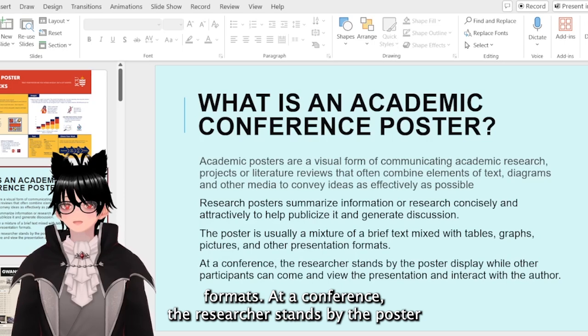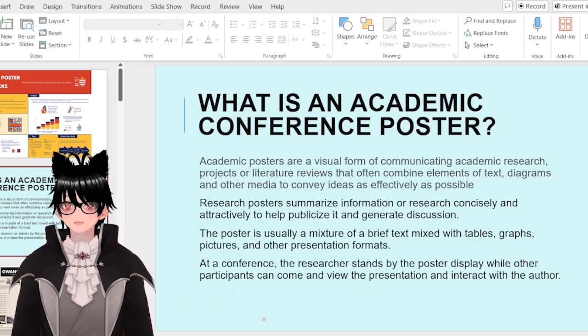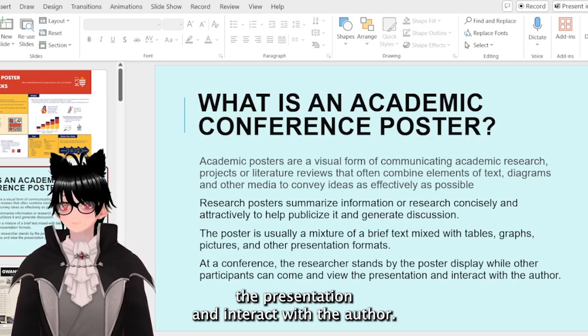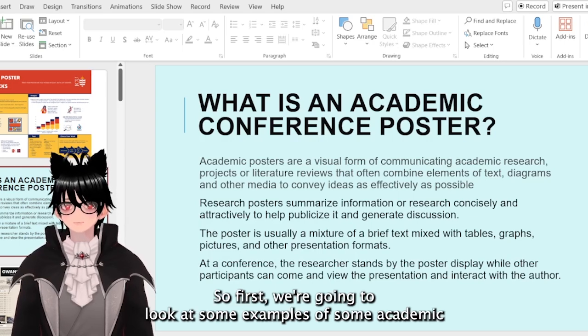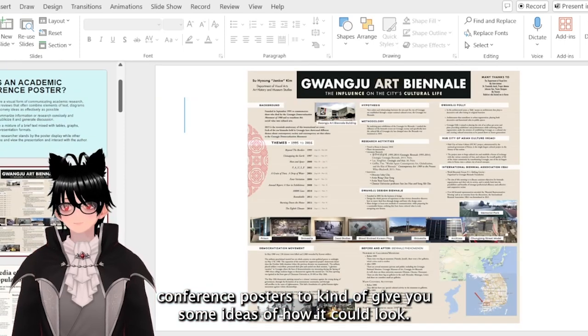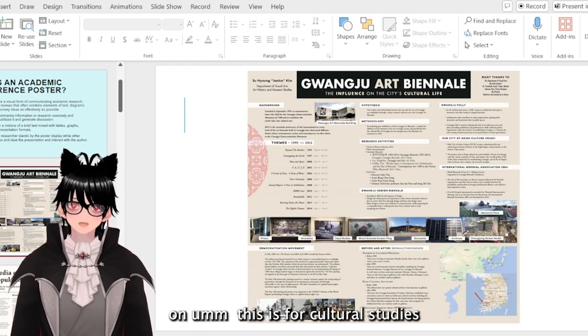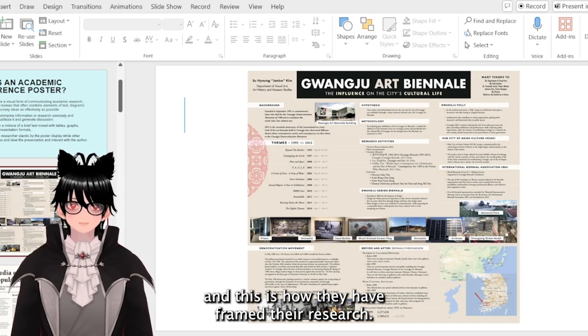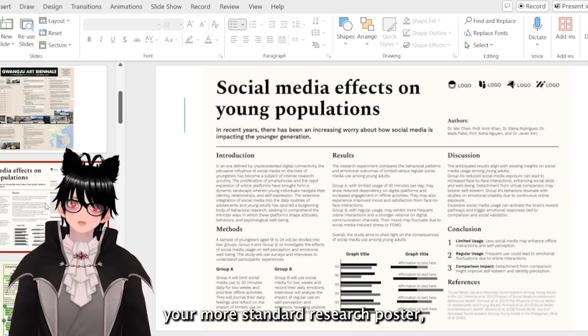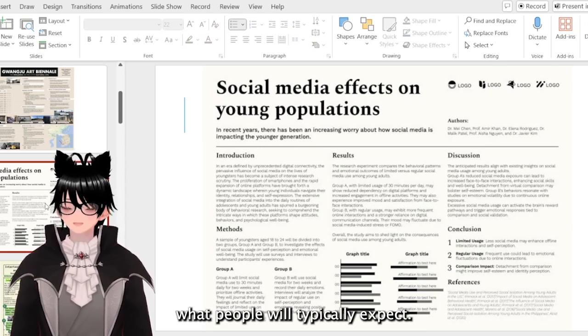At a conference, the researcher stands by the poster displayed while other participants come and view the presentation and interact with the author. So first we're going to look at some examples of academic conference posters to give you some ideas of how it could look. So this is one for cultural studies, and this is how they have framed their research. So this is your more standard research poster, what people will typically expect.